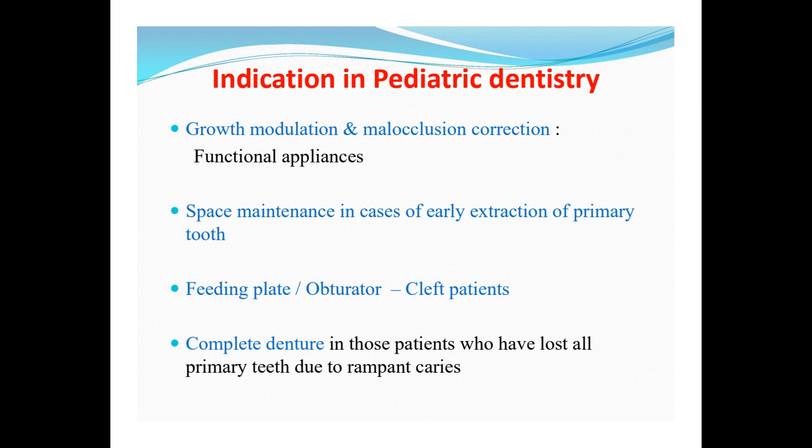In children having cleft lip and cleft palate, eating is not proper because there is a cleft in the palate. They are not able to talk properly. So you have to give a removable appliance in the form of feeding plate or obturator. In children having some syndromes like ectodermal dysplasia, rampant caries, sometimes you have to extract all the teeth. So what happens? You have to give a complete denture. In such cases, it's in the form of removable appliance.